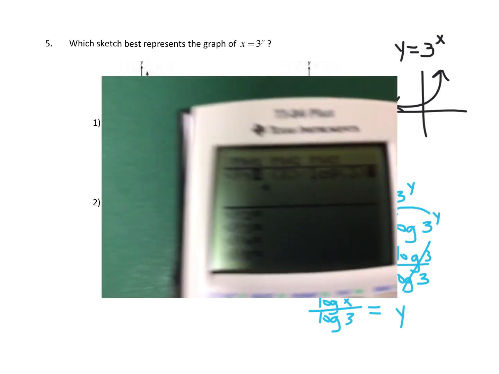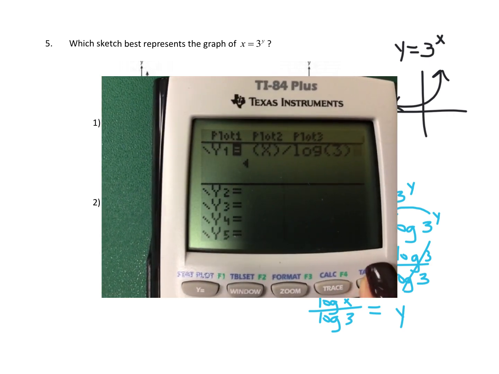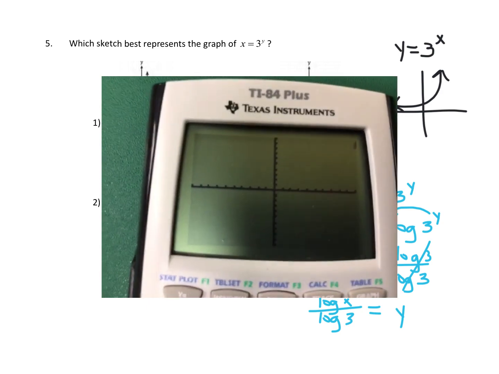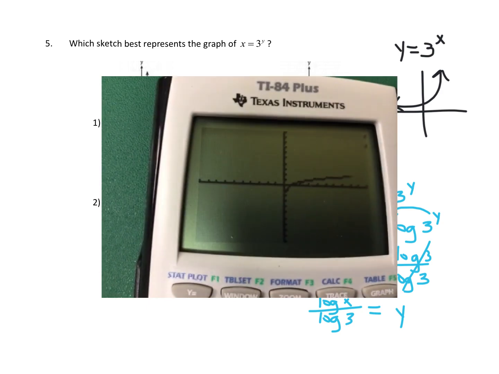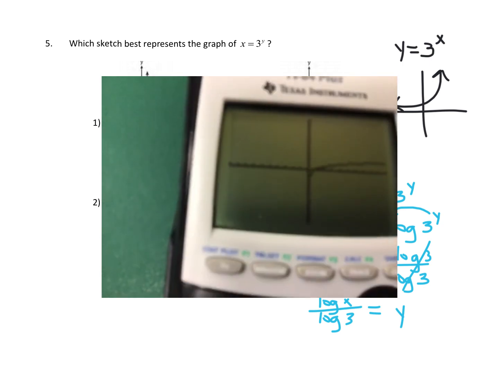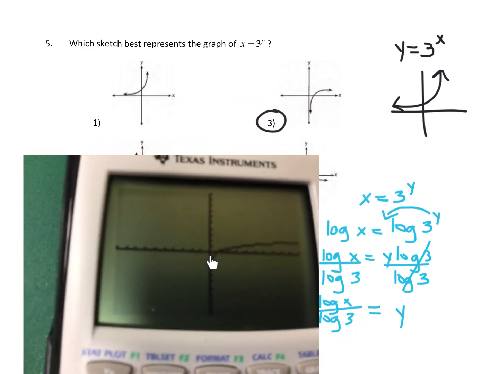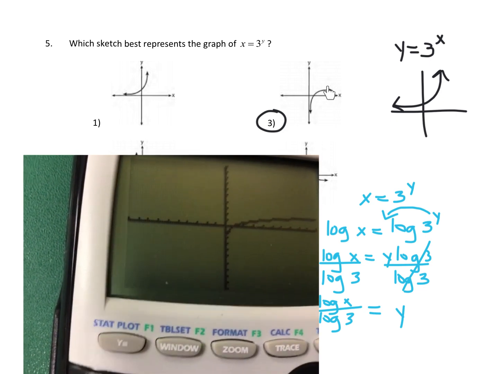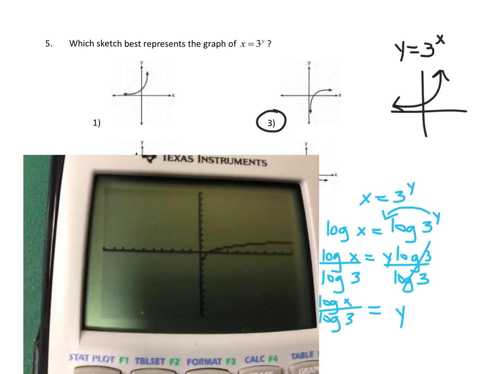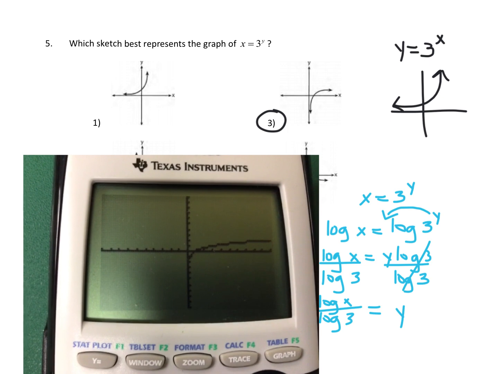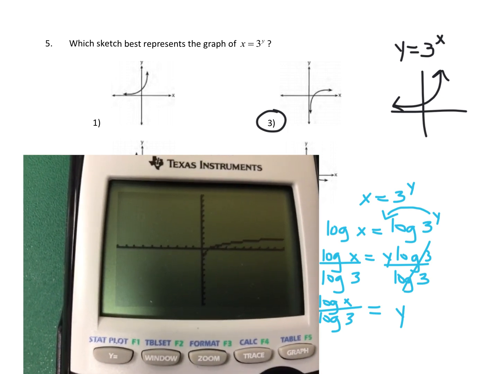And then if I hit graph, it allows me to graph it. But what you could see right here is, see this graph? Let me see if I can move this. Yep. This right here matches up with what we see in choice 3. Okay, it doesn't look like any of the other graphs. So choice 3 would be our answer.